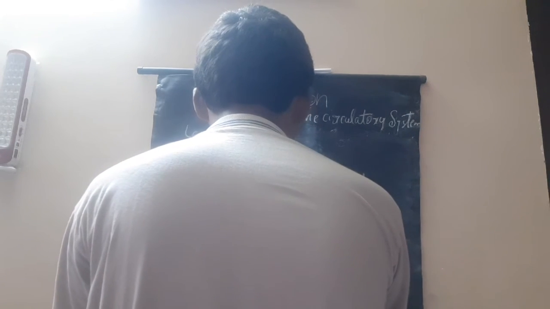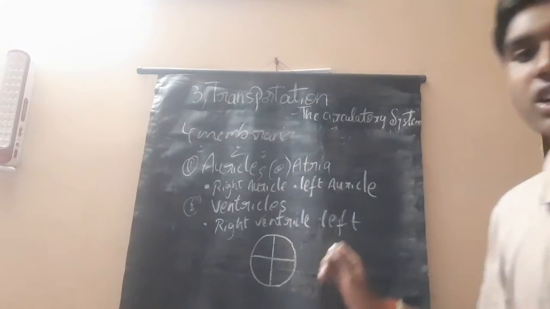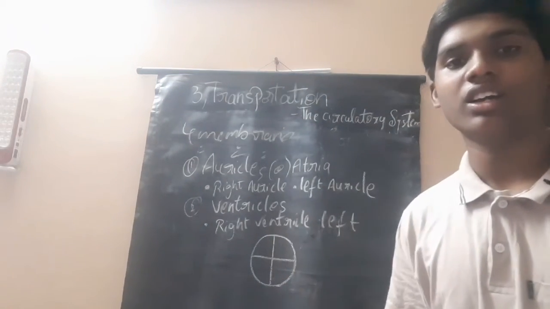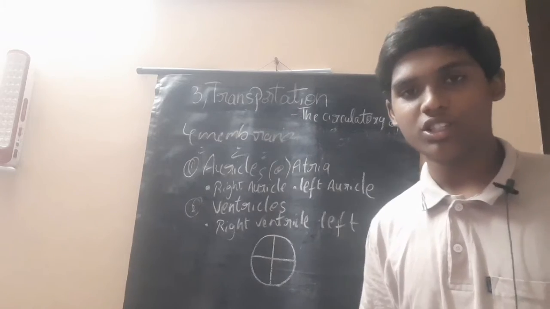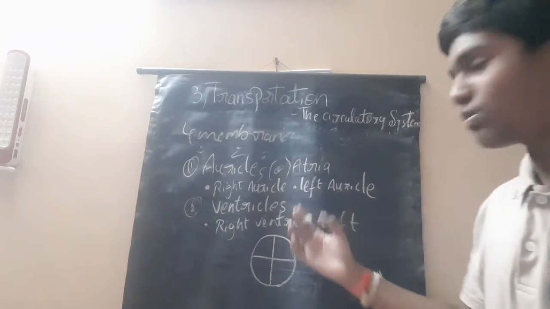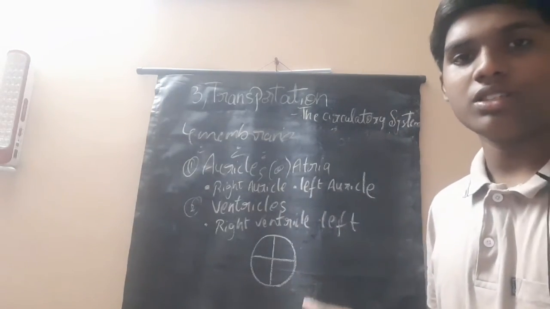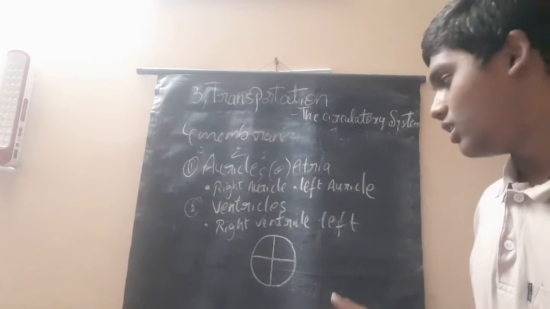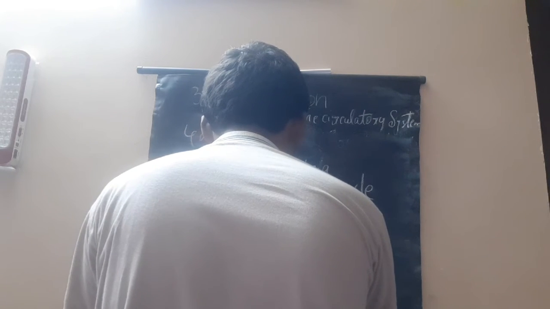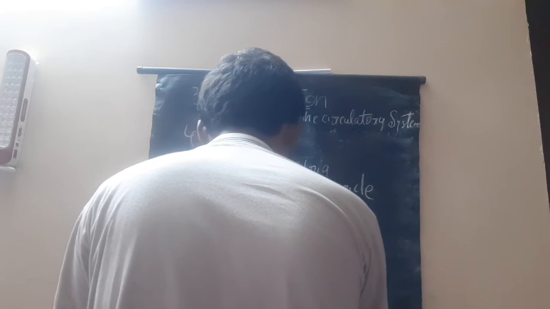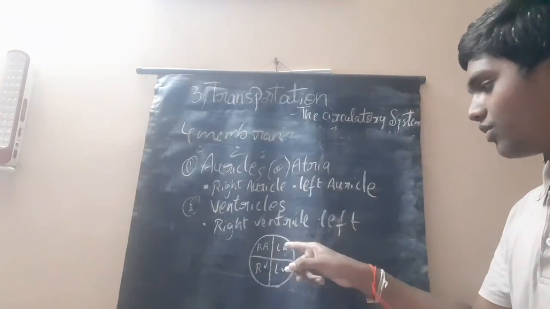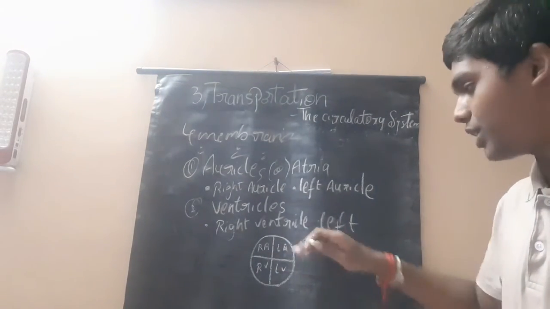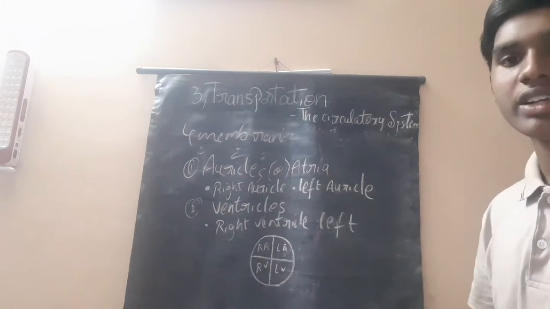Now I will show one diagram. This is the internal structure of the heart. I am not drawing the real heart. Please refer to your textbook, where there is a clear diagram of the heart. If I draw, I can't explain clearly. So this is the right auricle and this is the left auricle. This is the right ventricle and this is the left ventricle. Upper chambers are auricles, lower chambers are ventricles.